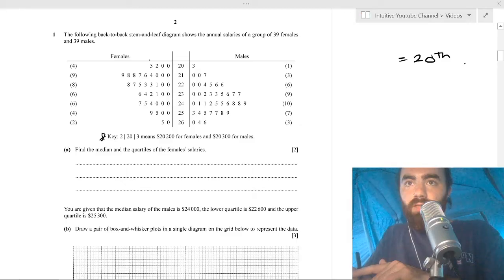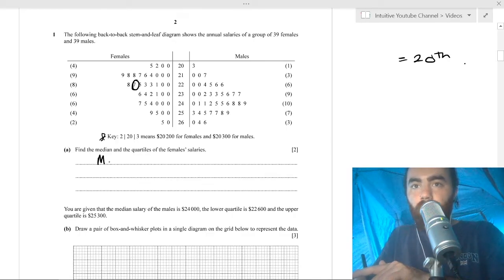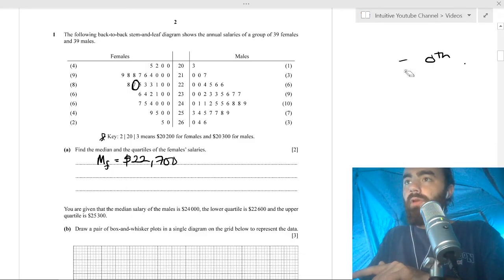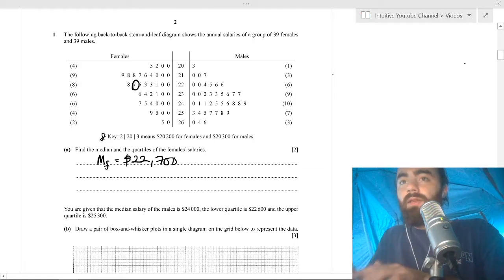If we look 20 in for females, we go, well, that's 4, and then 9 is 13, so then we have 14, 15, 16, 17, 18, 19, 20. So this is the 20th value. So the median, we could say for females, is 22,700.